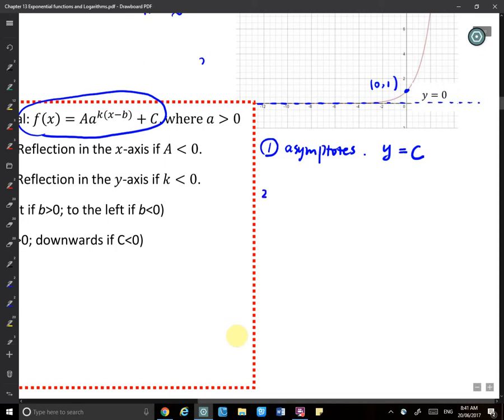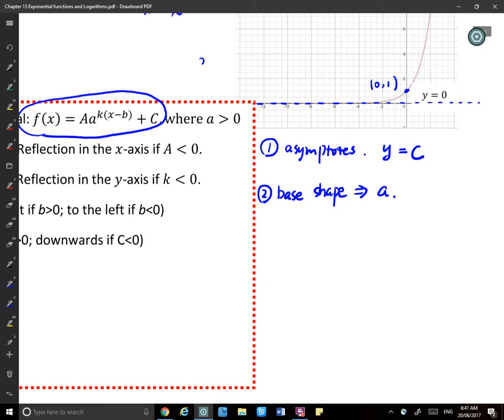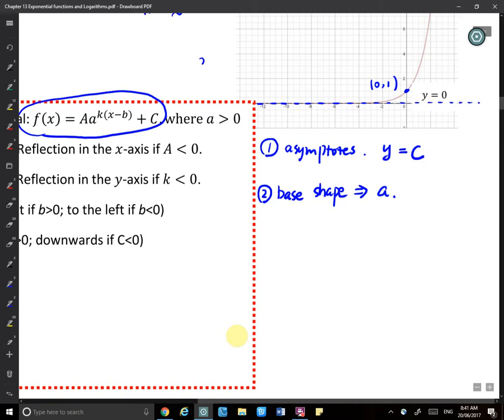And number 2 is think about the base shape. That depends on the lowercase a value. There are two cases: if a is greater than 1, and the second, if a is between 0 and 1.